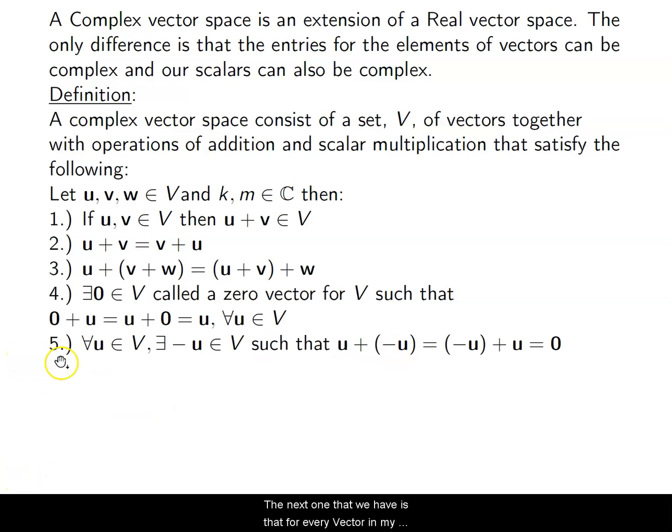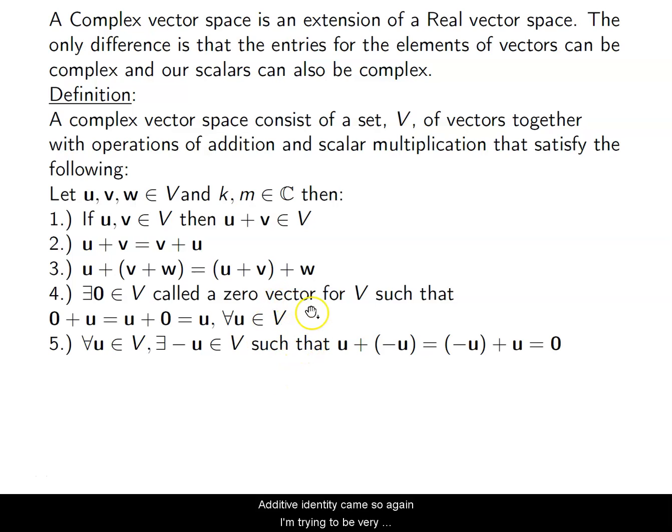Okay, so the next one that we have is that for every vector in my vector space, there exists something called negative u, or the additive inverse. The additive inverse is unique to this set of vectors, and if I add it to my vector, or switch the order by the commutative property of addition, I will get out the additive identity.